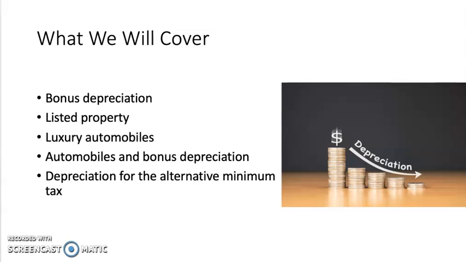So what we're going to cover: I know bonus depreciation is not technically part of the pages that I'm supposed to be covering, but I feel as if you can't really talk about the stuff I'm going to mention from what I'm supposed to cover without mentioning bonus depreciation, so we'll take a second on that. Listed property, luxury automobiles, automobiles and bonus depreciation, and then depreciation for alternative minimum tax.